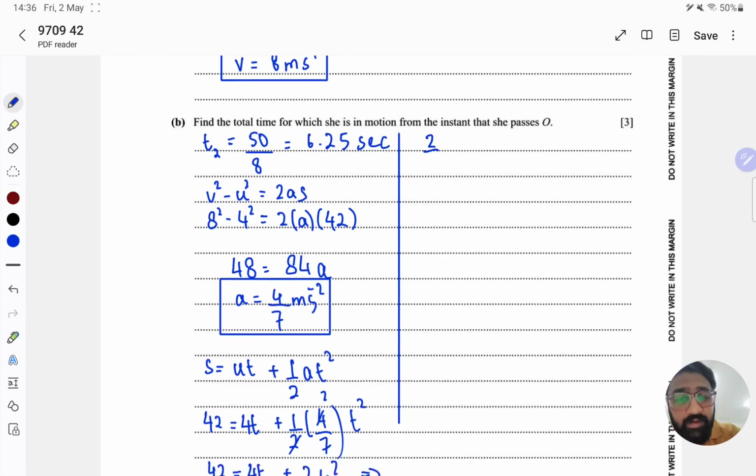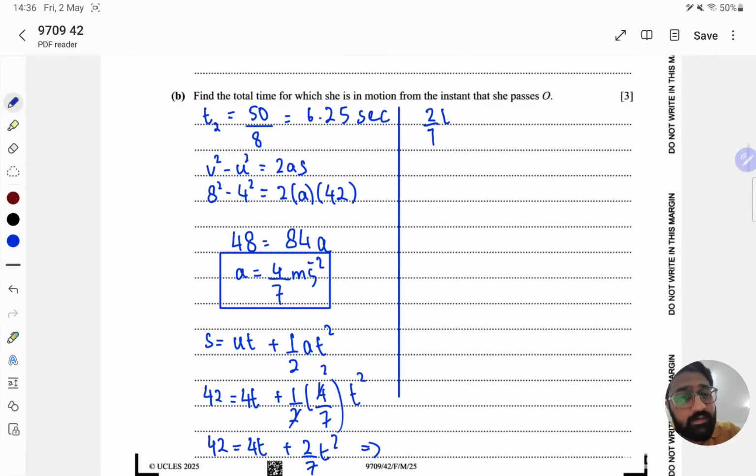It will be 2 divided by 7t square plus 4t minus 42 equal to 0. Let me use the calculator directly for finding this out. 2 divided by 7, 4 and minus 42. Okay, the value for t will be 7 and the other value for t will be minus 21. And since the time cannot be negative, we will just ignore this value.